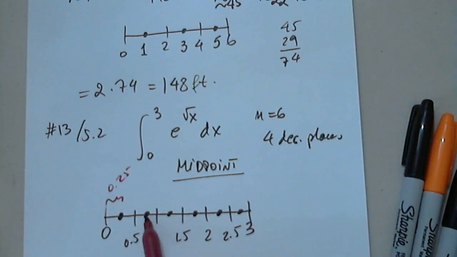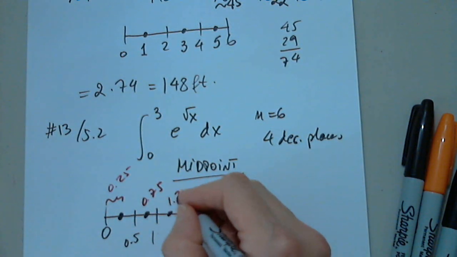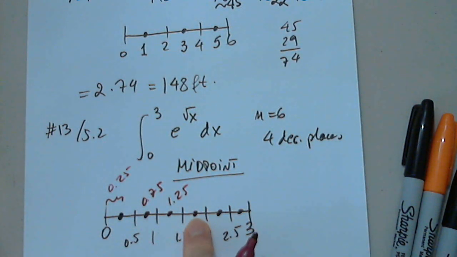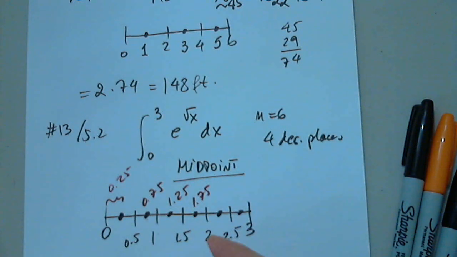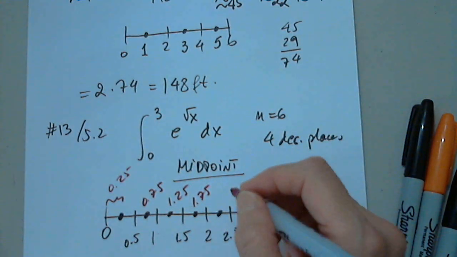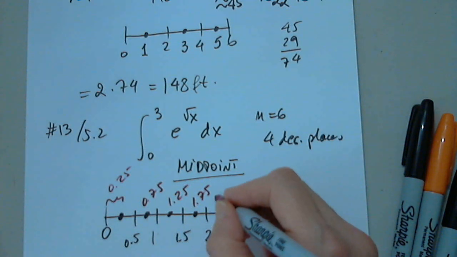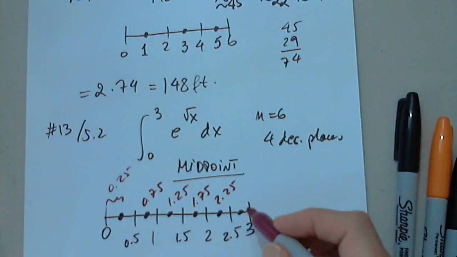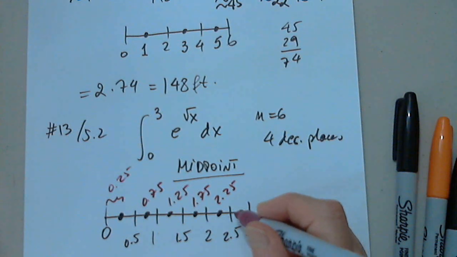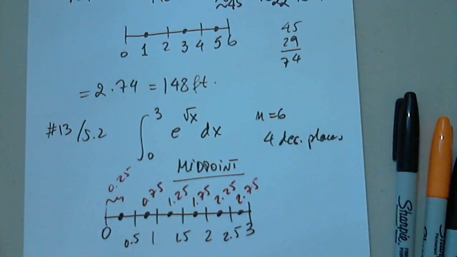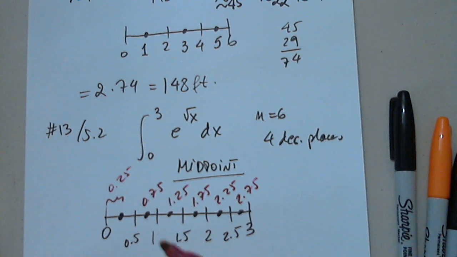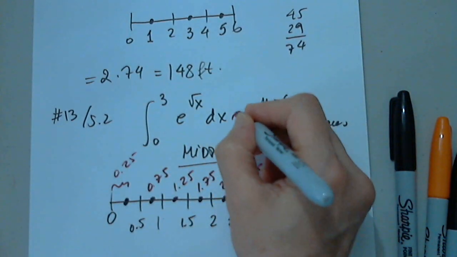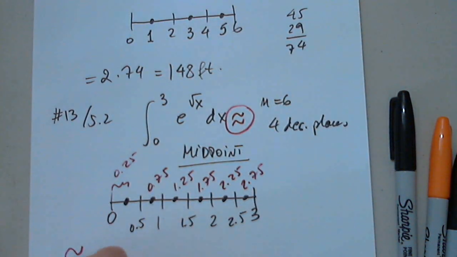Then 0.5 plus 0.25 will be 0.75. 1 plus 0.25 will be 1.25. 1.5 plus 0.25 will be 1.75. And 2 plus 0.25, of course, 2.25. And 2.5 plus 0.25, 2.75. Let me check, make sure that I have it correct. Yes, correct, correct, correct. Good.